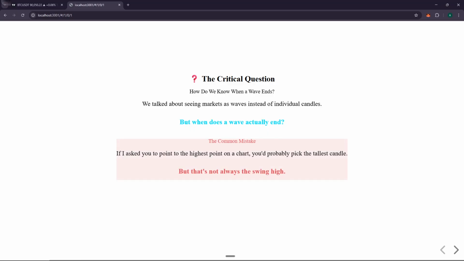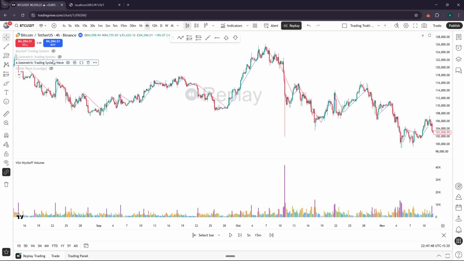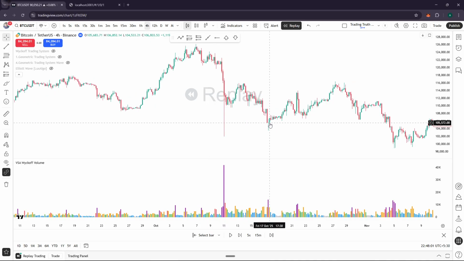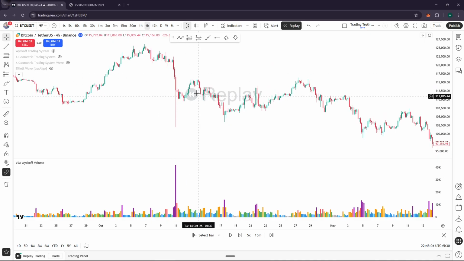If I asked you to point to the highest point of this chart, you'd probably pick the tallest candle. But what if I told you that's not always the swing high? For instance, right now this is the lowest point, so that's the swing low. When we come here, that's the swing high. This is not the highest point, but this is the swing high point.